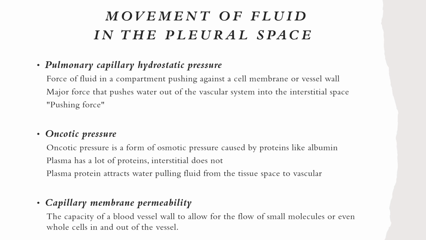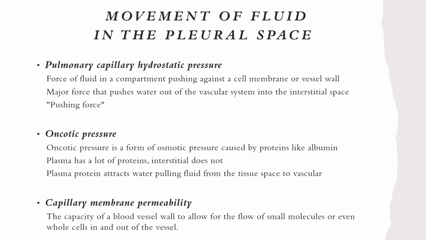Next is oncotic pressure. Oncotic pressure has a lot to do with protein like albumin. Oncotic pressure is a form of osmotic pressure. It's caused by proteins such as albumin. If we think about it, our blood and plasma is chock full of proteins, okay, and albumin. Our interstitial space does not have that at all.